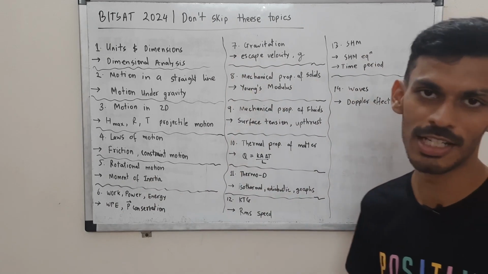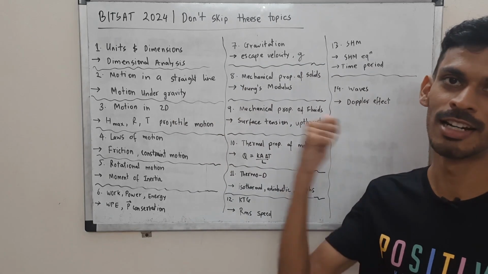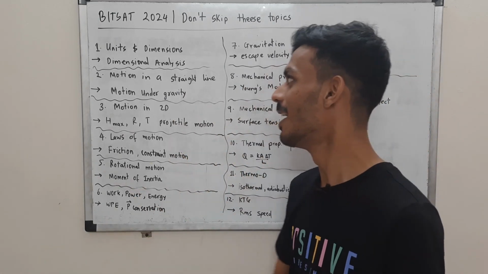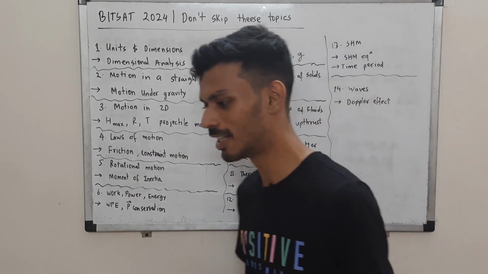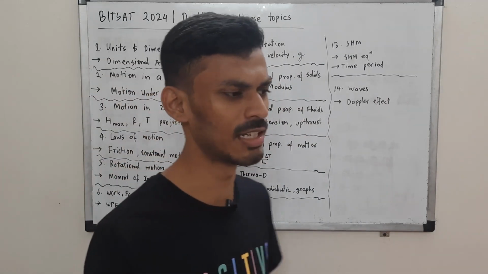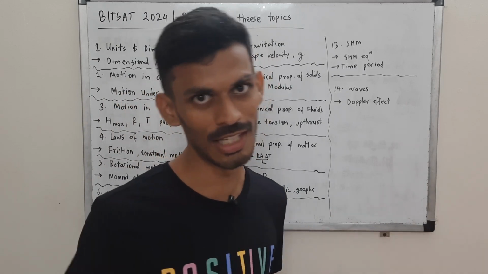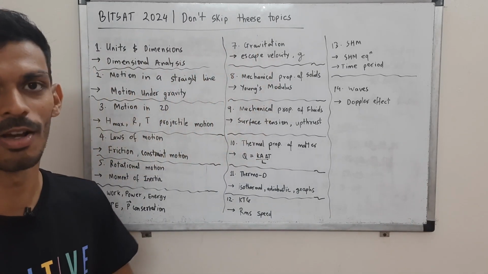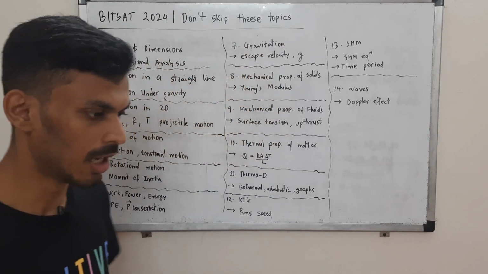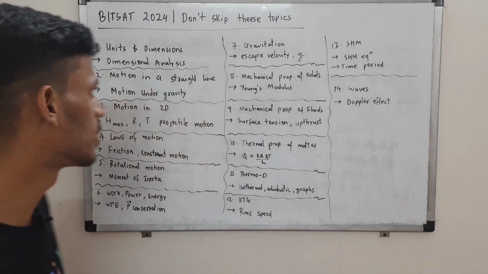First and foremost, we have the chapter of units and dimensions, and the most important topic over here is dimensional analysis. Almost every paper in the last 12 years has had a question on dimensional analysis. These are questions wherein a certain physical quantity depends upon powers of physical quantities A, B and C, and you have to find the powers or the dimensional formula, or find the dimensions of a particular quantity from a formula. So those types of questions.